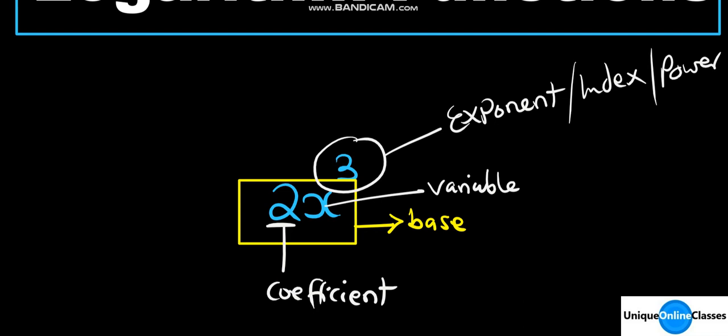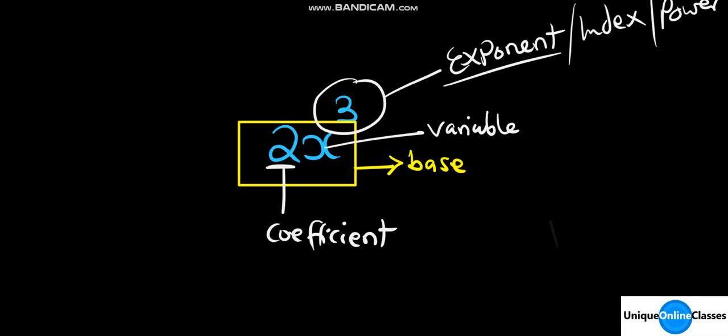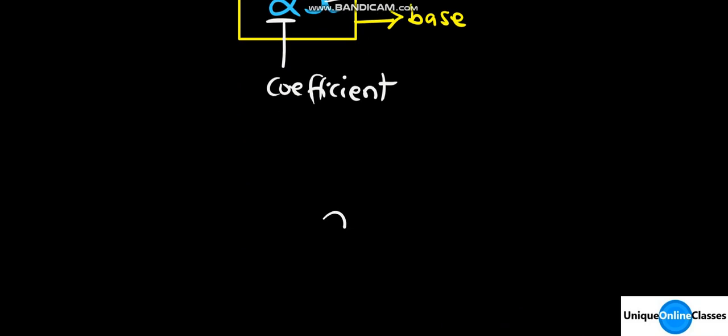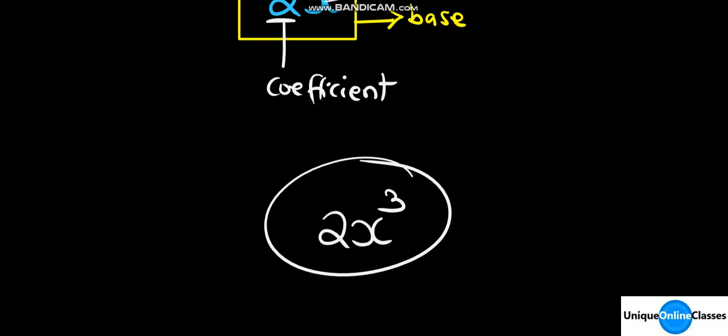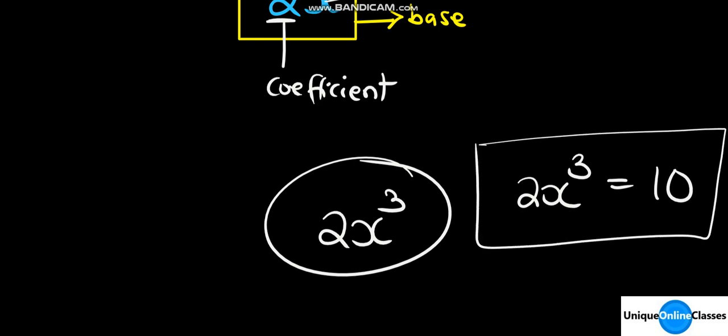So in this video we will focus on exponential expressions as well as exponential equations. What's the difference between an exponential expression and an exponential equation? Here's the difference. If we just write 2x raised to the power 3, that is an exponential expression. But if we put an equal sign, like 2x to the power 3 is equal to 10, this is called an exponential equation, because of the equal sign.